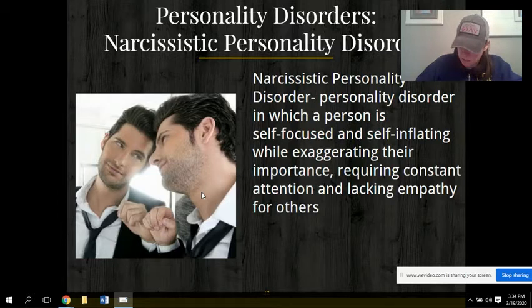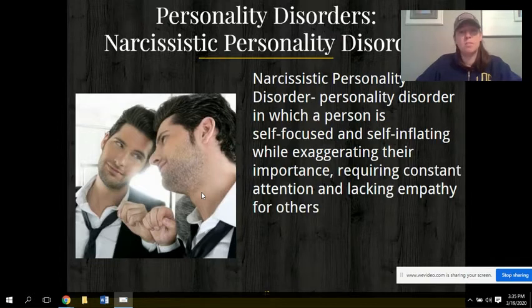This is the second of three personality disorders. And it is a personality disorder in which a person is self-focused and self-inflating. Self-focused means only focusing on yourself, and inflating, like they build themselves up. They really love themselves. They're exaggerating their own importance, really blowing up the importance and love of them. So exaggerating their importance, requiring constant attention, and lacking empathy for others.